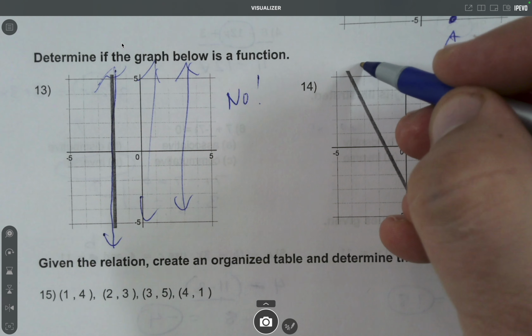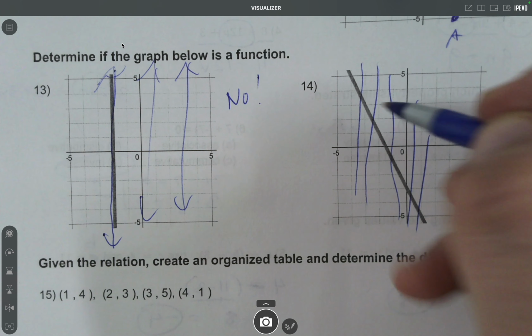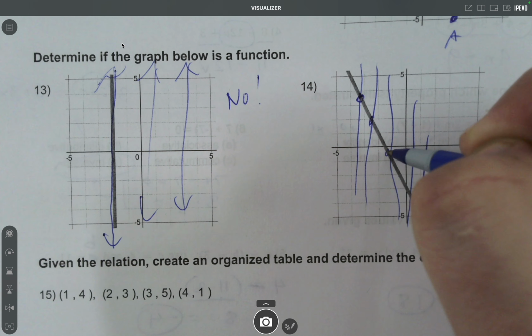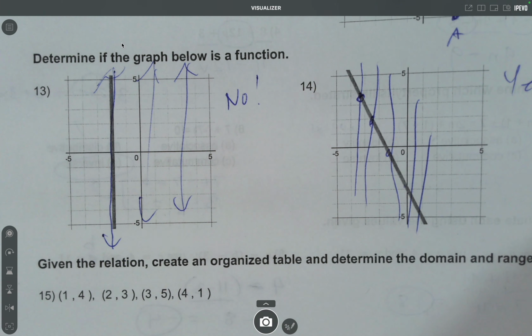Whereas 14, draw a vertical line, vertical line, vertical line, vertical line. You see they only hit one point at a time. So that is a function because it only hits a vertical line 1 point at a time.